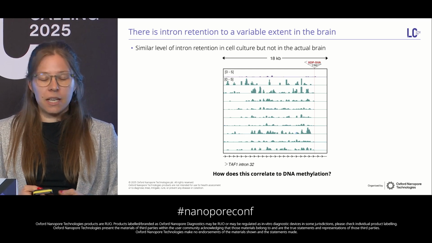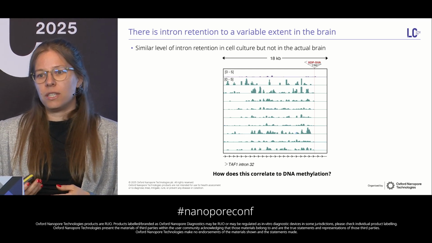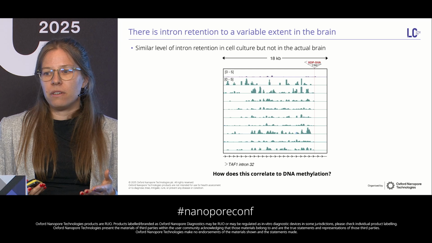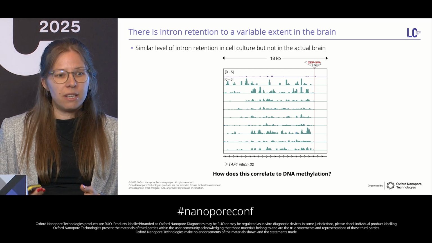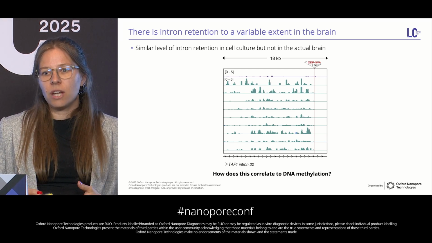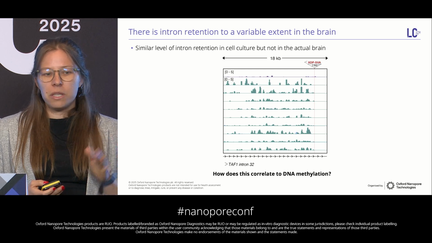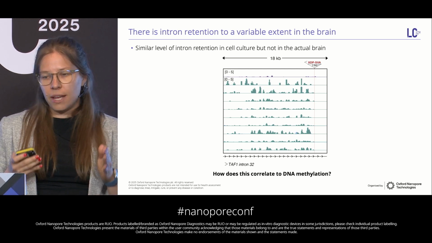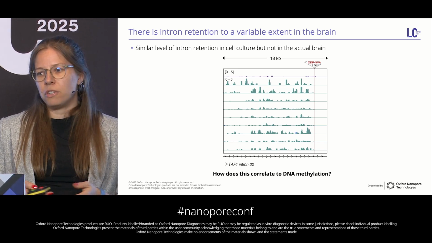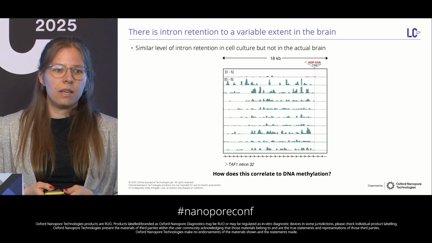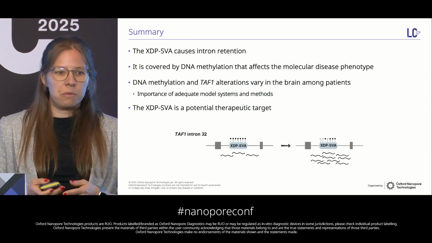And it's an interesting aspect because XDP is an adult-onset disease, so people are born with this mutation, but they only get sick when they get around 40 years old. So now we have the hypothesis that for some reason DNA methylation is lower over that region, and that's when the TAF1 gene expression gets worse, and that's when the patients get the symptoms.